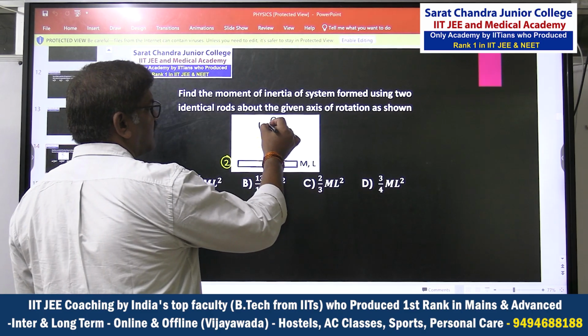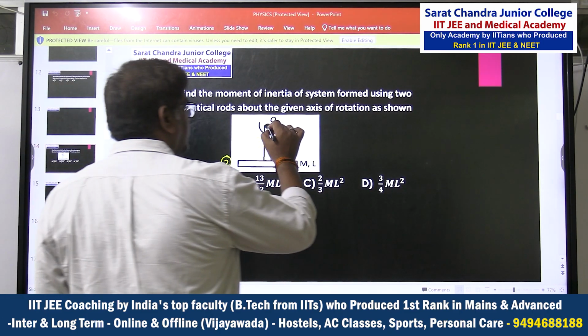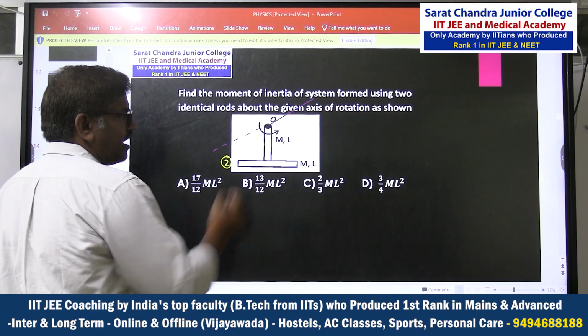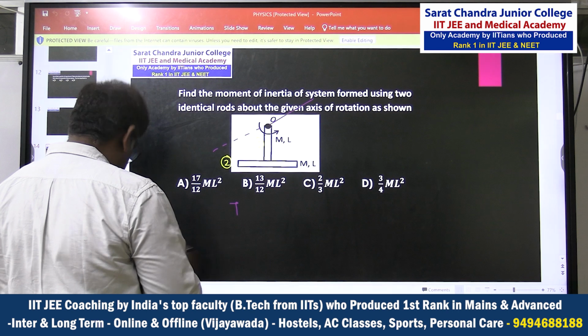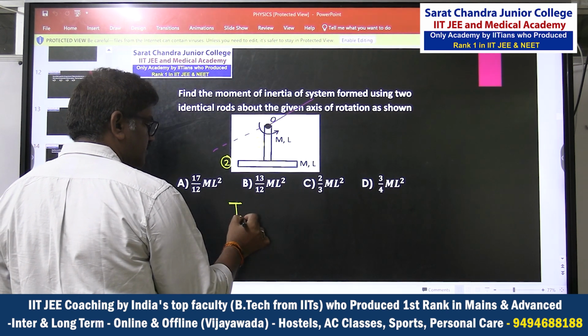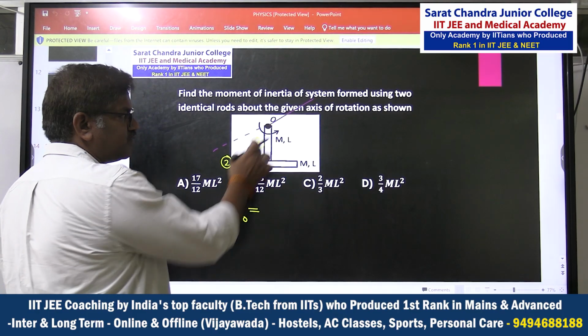And since you have to find out the moment of inertia about this axis which is perpendicular to the plane, what is the property? That to find out the moment of inertia about any of the axis, you can consider this as the combination of the two bodies 1 and 2.